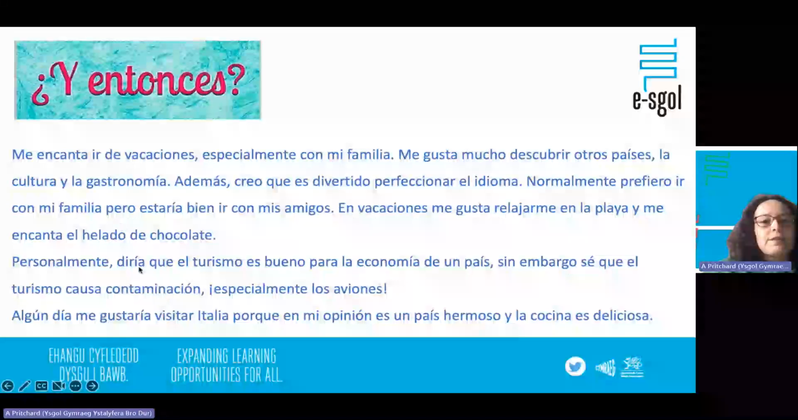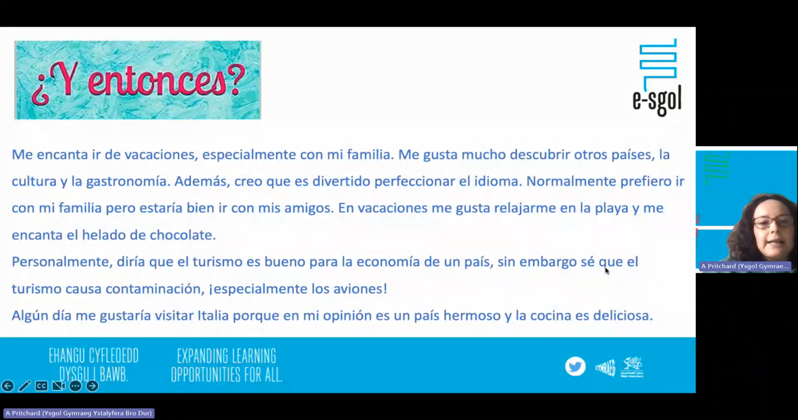Also here we can see that I've used things like diría que, sé que, algún día. I've given opinions: me gusta, me encanta, además, in addition, personalmente. So again, you can see the same structures coming up over and over again, just in various themes.